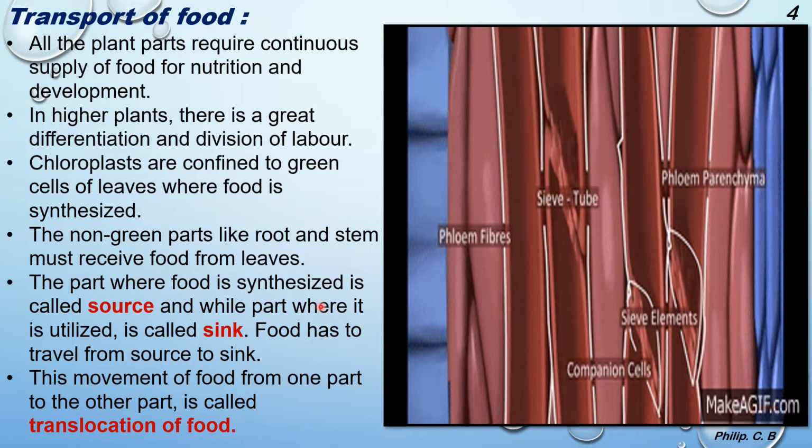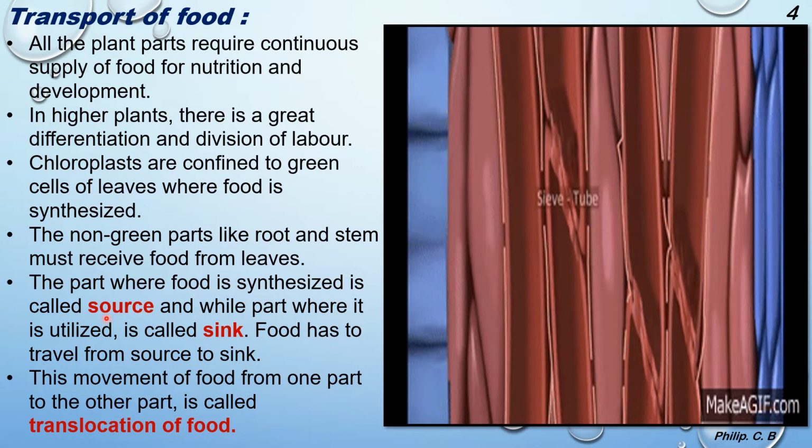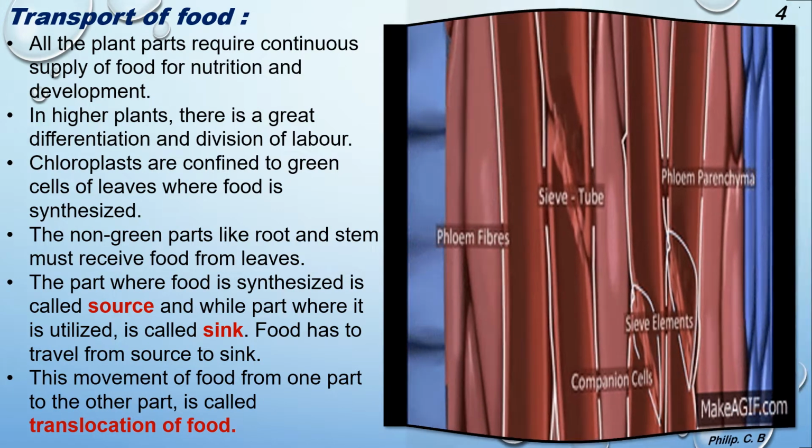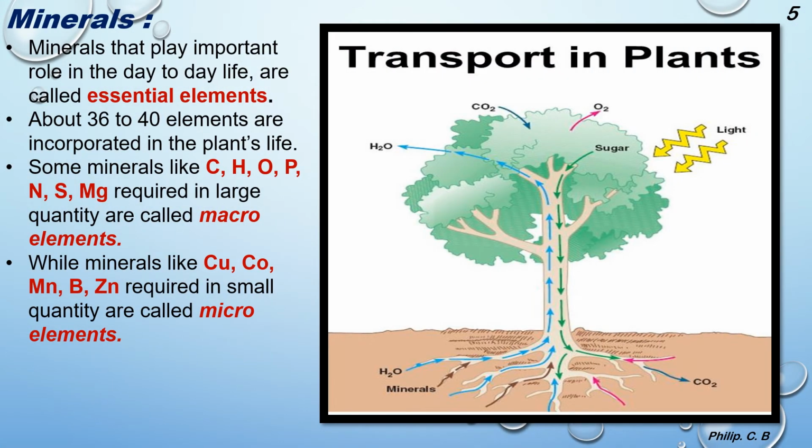The part where food is synthesized is called source. Students, see the two terms we are coming up. One is the source where the production is done, while the part where it is utilized is the sink. So we come across two terms, source and sink. Food has to travel from source to sink region. This movement of food from one part to other part is called translocation of food. Okay, I hope that part is clear.